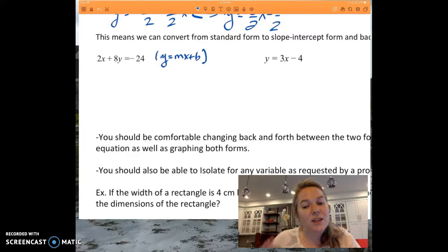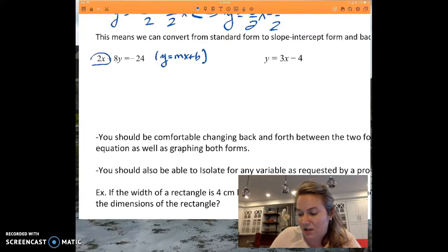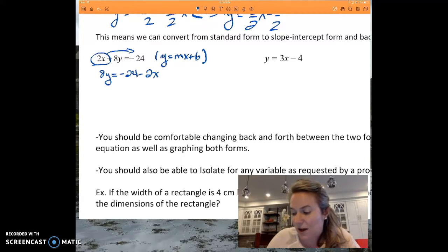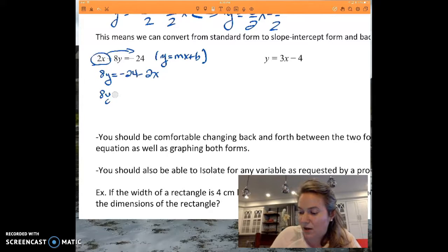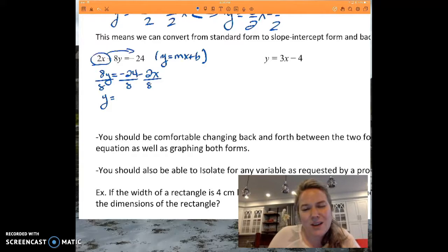So remember, I need to get the y by itself. So the first thing I'm going to do is take that 2x, move it across, and I'm going to get 8y equals minus 24 minus 2x. Divide by 8, divide by 8, divide by 8. I'm going to get y equals, what do you think, minus 24 divided by 8?